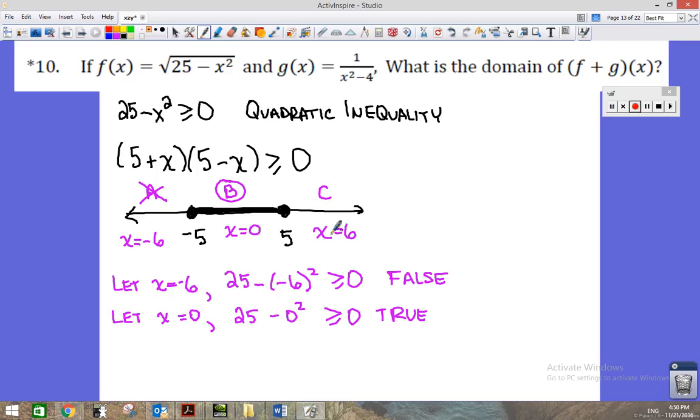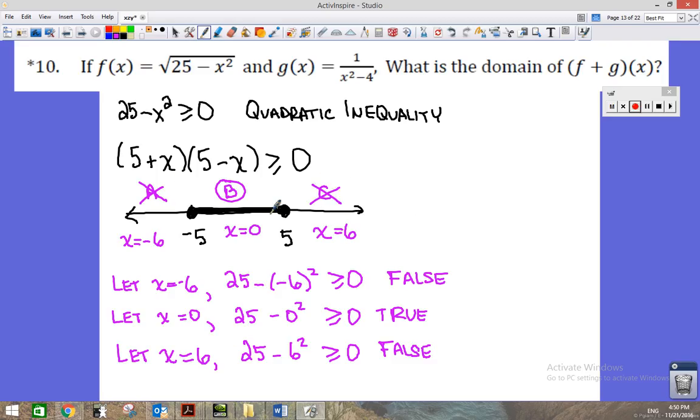Now what about a number like x equals 6 in region C? We can see it's going to fail just like it did in region A. If x is equal to 6, we have 25 minus x squared, which is 25 minus 6 squared, and there's no way that 25 minus 36 is a positive number. It's not greater than or equal to 0, that's a false statement. And it would be false for any test point we picked in region C.